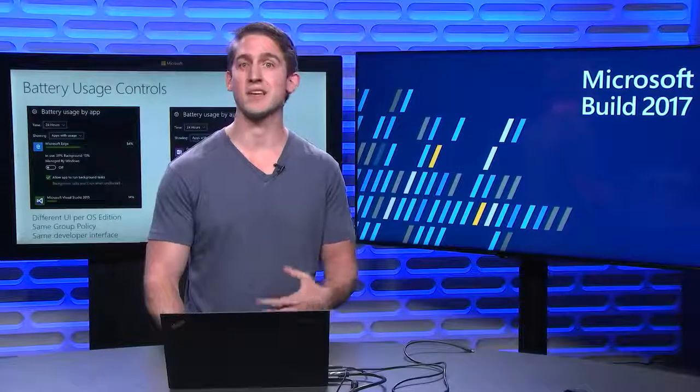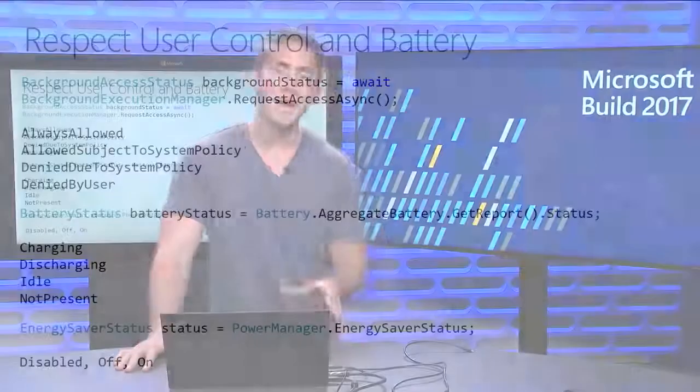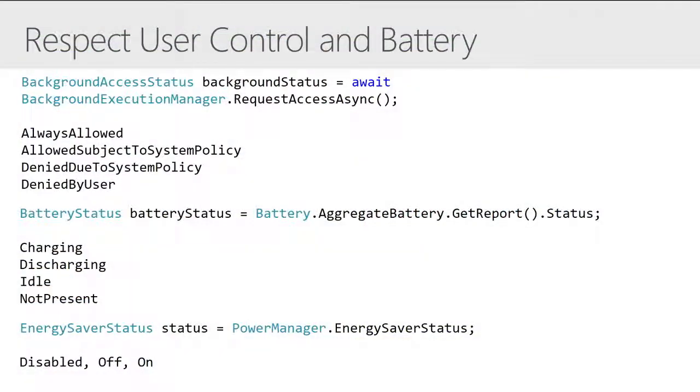And so let's take a look at what those interfaces look like so that you can tell what the user has chosen. So the background access status is how you can determine what the user has chosen in these interfaces, as well as what enterprises have chosen. So once again, you have always allowed, you have denied by user, and in the 2 middle ones, you have allowed subject to system policy and denied due to system policy. These are both the managed by Windows options that the user has. However, this is a more fine-grained look into whether at that current time, Windows is allowing your app to run in the background or not allowing your app to run in the background.